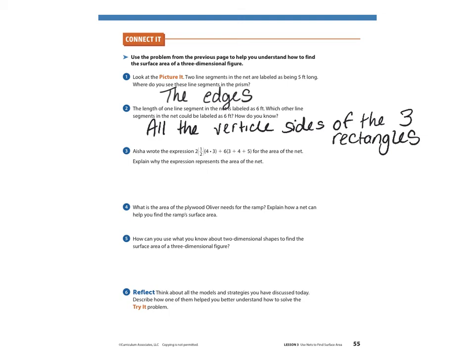3, Aisha wrote the expression 2 times 1/2 times 4 times 3 plus 6 times 3 plus 4 plus 5 for the area of the net. Explain why the expression represents the area of the net. Okay, we are not here yet. We have not talked about distributive property. So right now for question 3, I'm going to write a couple words here. We're going to talk about this question when you come back with me in class. This is called the distributive property. Distributive property is when we can pull out the common factor and save it on the outside and multiply it by all the other factors that are left over on the inside. We'll spend a lot of time on the distributive property, but for now I just want you to be exposed, and we'll talk more about that in class.